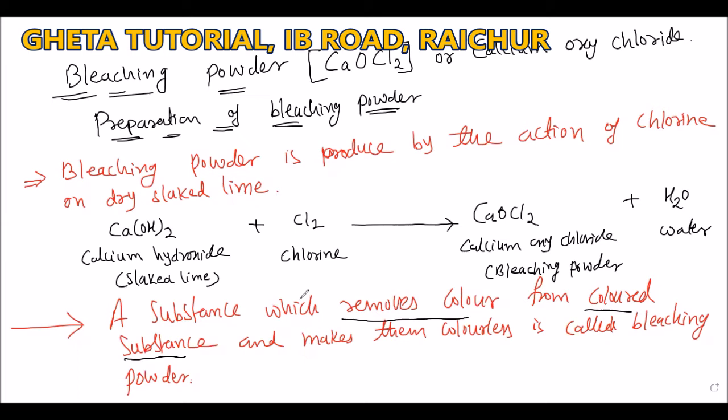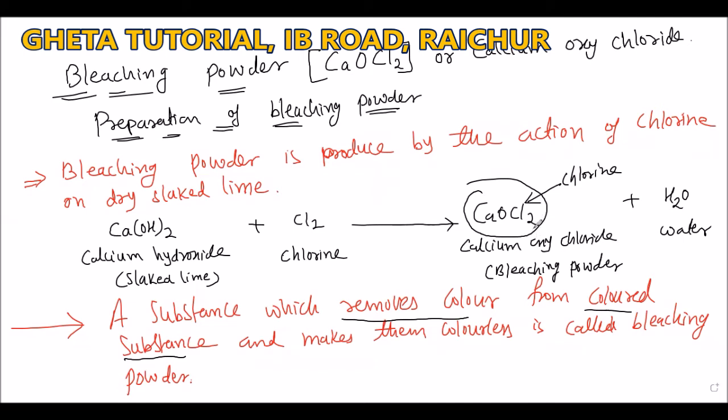It is also used for disinfecting drinking water, because in this bleaching powder one substance is present that is called chlorine. So this calcium oxychloride is also used for disinfecting drinking water, nothing but to clean the water, to remove the bacteria and germs which are present in the water.